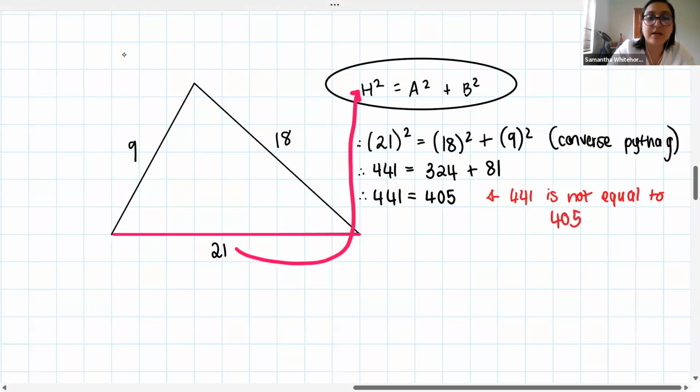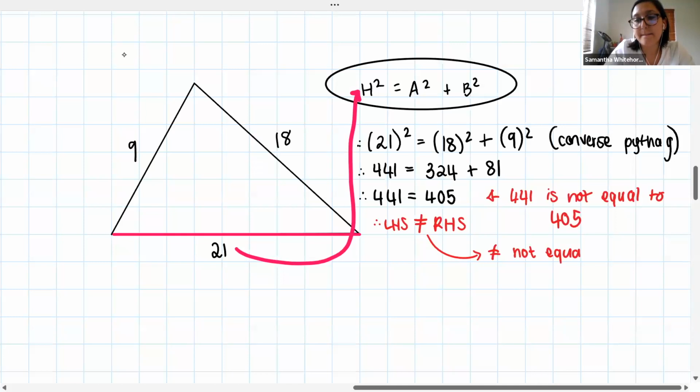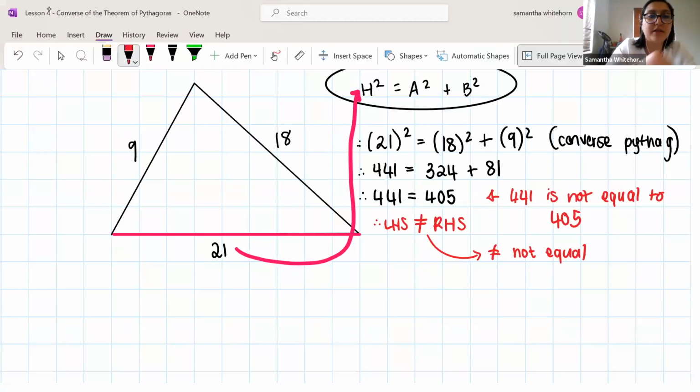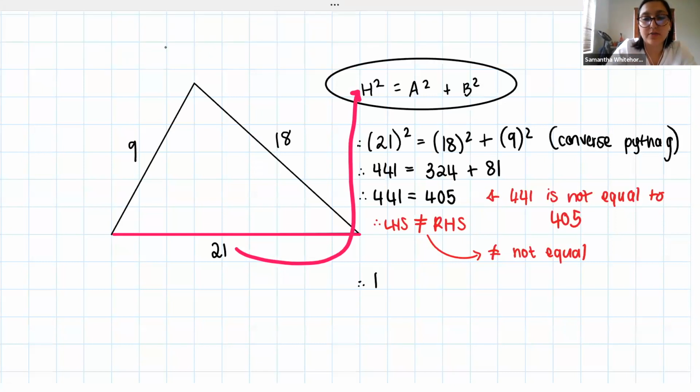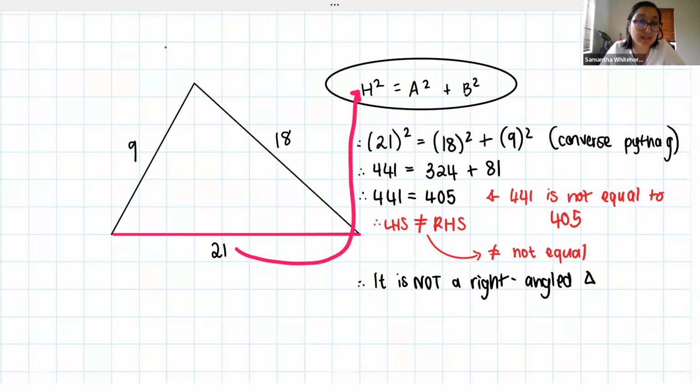And because of that, we can now make the statement that the left-hand side is not equal to the right-hand side. So this symbol of the equal sign with a line through it means not equal. And so because the left-hand side is not equal to the right-hand side, we can therefore say it is not a right angle triangle. Okay, so either you get that the left is equal to the right and it is a right angle triangle, or you get that it's not equal and so it's not a right angle triangle.